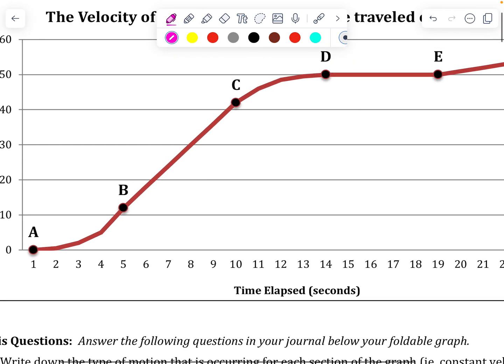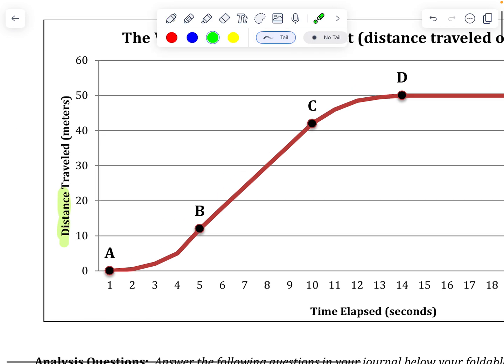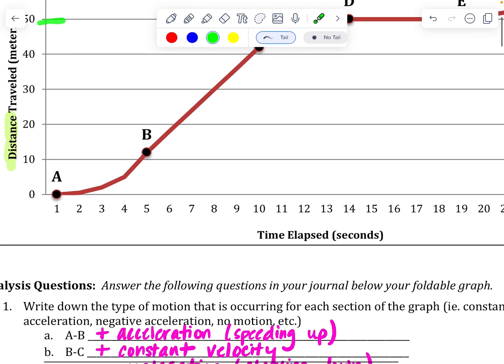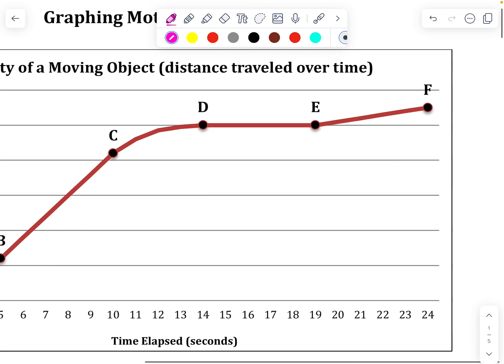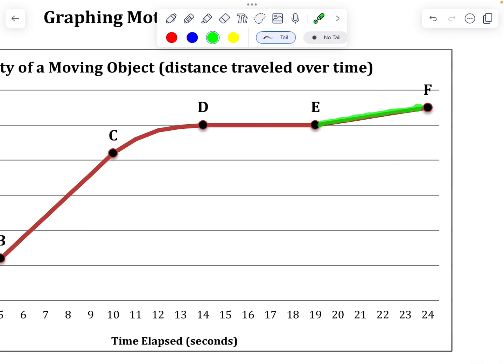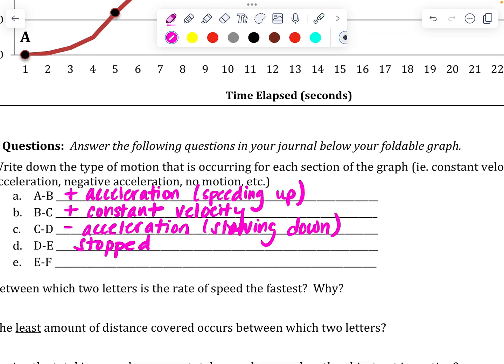Then looking at D to E up here, this is a directly horizontal line. So if you look, your distance isn't changing. It's stuck at 50 there. So if your distance isn't changing, the object is stopped. And then E to F, it starts increasing again. It's a straight line, so it's constant. So it's also constant velocity. Now, it's a very gradual line, so I would say it's moving kind of slower than B to C.